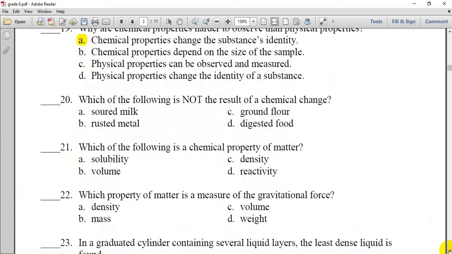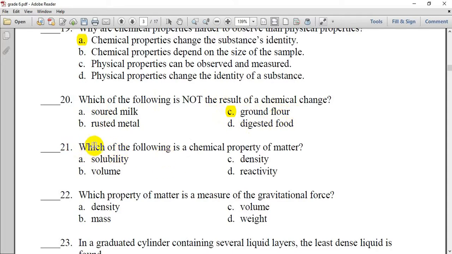Here, something here is not a chemical change. Soured milk, as we said before, is a chemical change because we have a different smell or odor. Rusted metal is also the same, a change in color, and this is a chemical change. Digested food also, when the food is digested, it changes completely. And ground flour, it means the flour when you grind it to smaller pieces. So this ground flour is the only physical change, and all of the others are chemical.